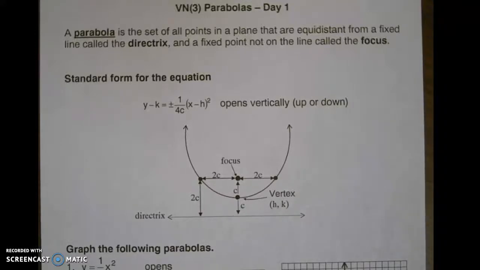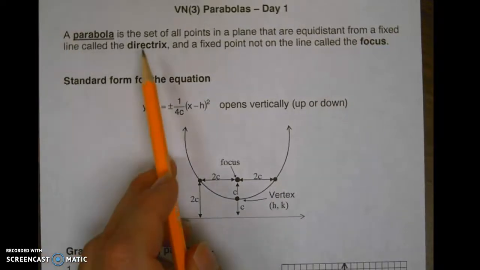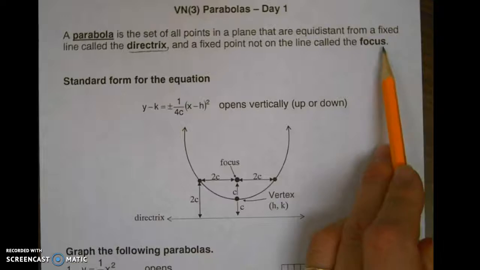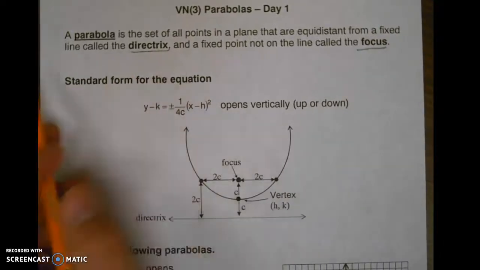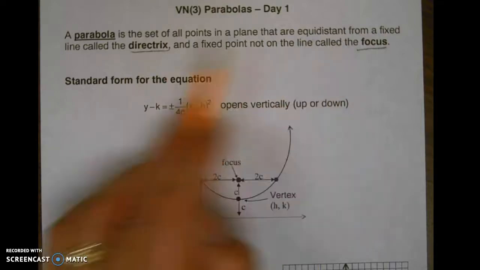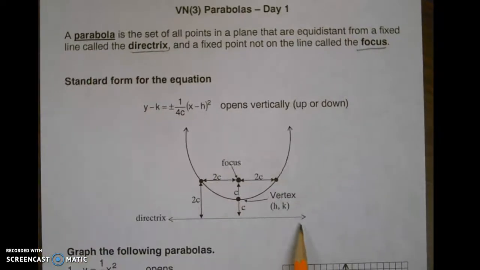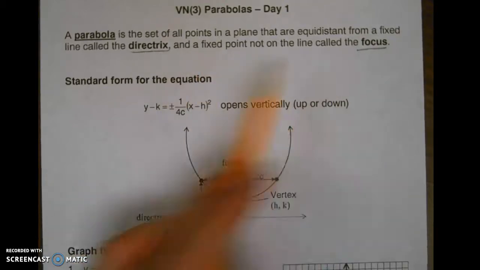Okay guys, today we're going to look at parabolas, and the thing that we're going to be looking for in a parabola is the directrix and the focus. So two new parts of a parabola. A parabola is a set of all points in a plane that are equidistant from a fixed line, that's this line back here, below the parabola if it's opening up, and a fixed point not on the line called the focus.